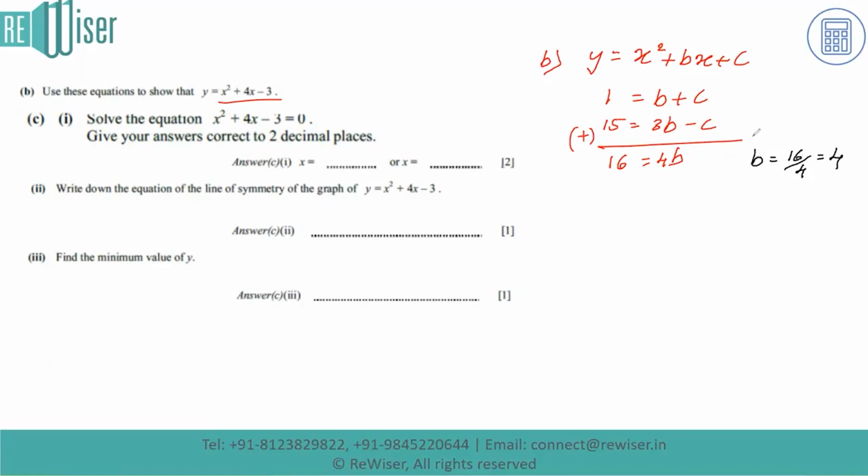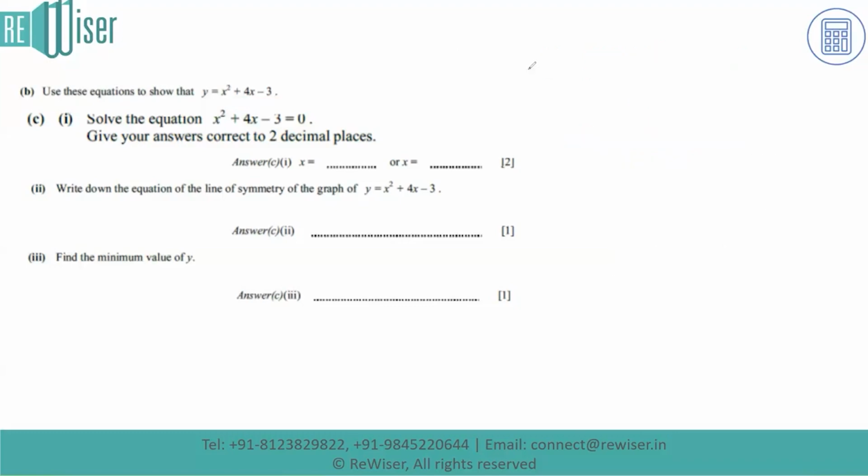So now we can substitute it in any one of the equations to get the value of c. I'm going to put it in the first one. So it's going to be 1 equals 4 plus c. And when 4 goes to the other side, it's 1 minus 4. So that gives us the value of c to be -3. And when I substitute this in this generalized equation, I'll be getting y equals x squared plus 4x minus 3. And this is the right answer for part B.